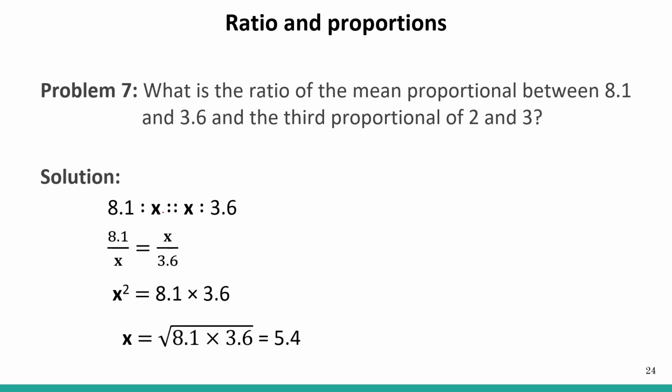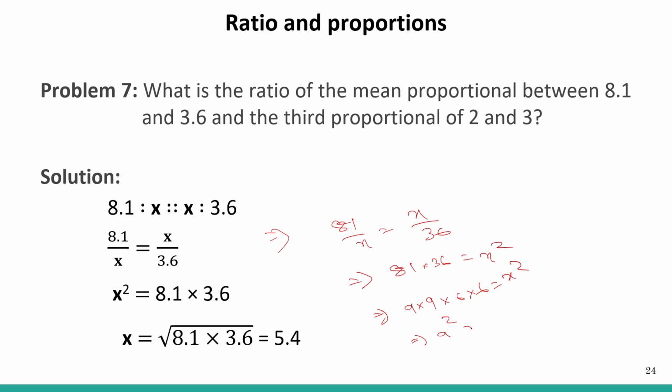So 8.1 is to x as x is to 3.6. So 8.1 by x is equal to x by 3.6. This implies that 81 by x is equal to x by 36. So 81 into 36 is equal to x square. By prime factorization, we can see that 9 into 9 into 6 into 6 is equal to x square. So 9 square into 6 square is equal to x square. So 9 into 6 whole square is equal to x square. So x is equal to 9 into 6.